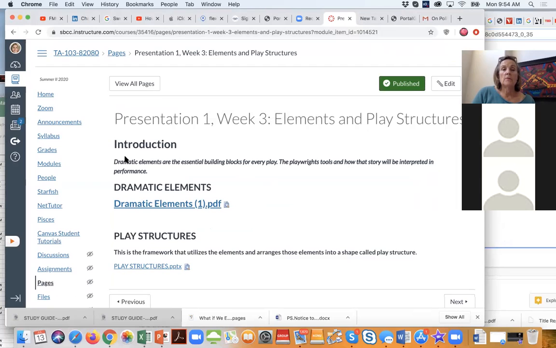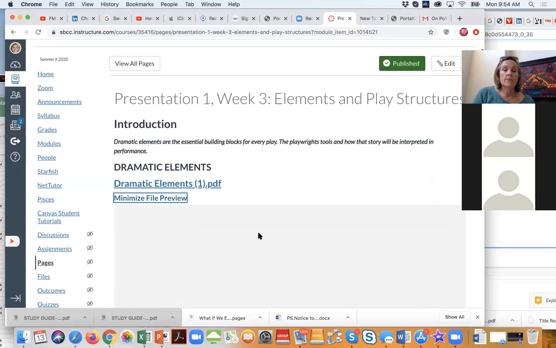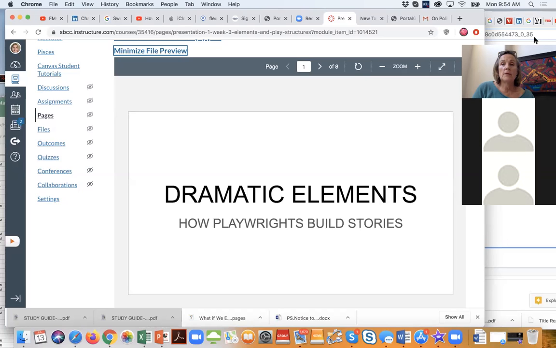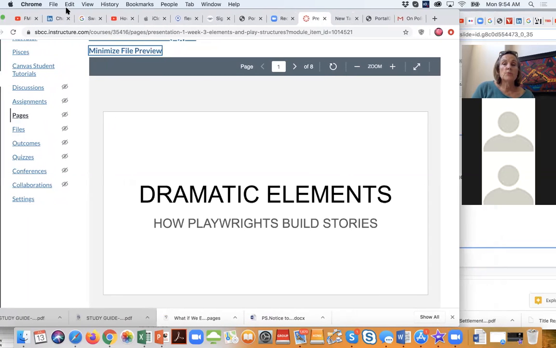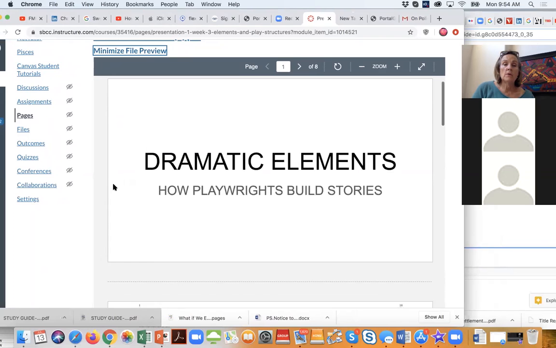So as a way of introduction, dramatic elements are the essential building blocks for every play, the playwright's tools, and how that story will be interpreted in performance. So that's what it works with. And I put in how the playwright builds the stories, because we're using some of the playwright's tools. I'm sure you guys saw that as well.